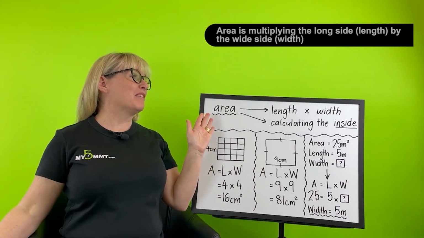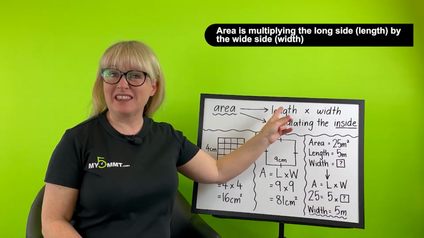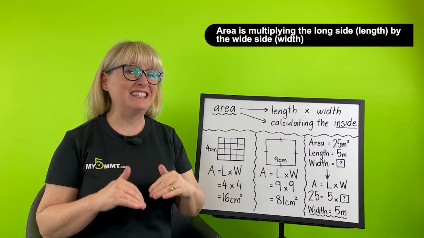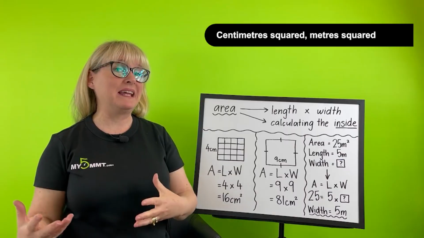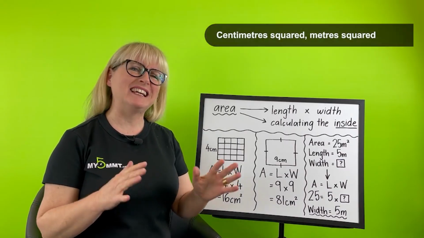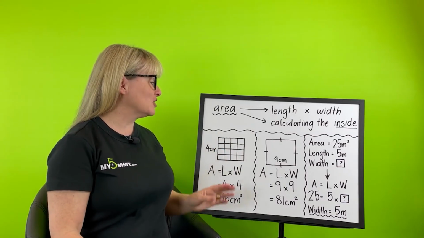When we're looking at area, we're multiplying. We're multiplying our long side or our length by our wide side or our width, and finding that inside space in centimetres squared, in metres squared. What are we talking about with all of these squares? Well, let's investigate working out the area inside some of these shapes.